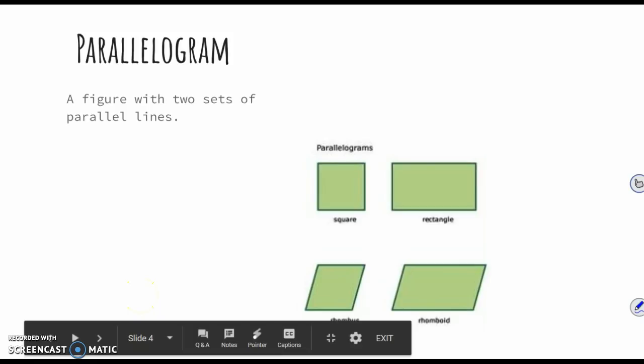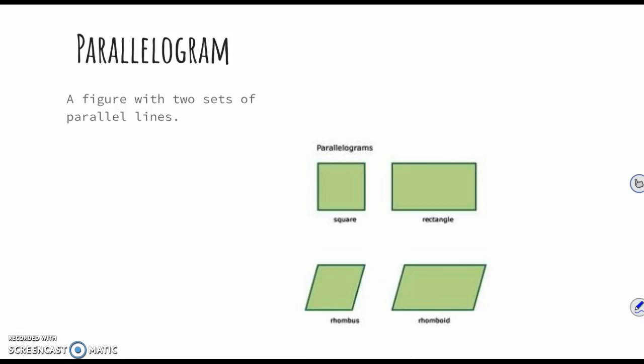Let's begin with a parallelogram. A parallelogram is a figure with two sets of parallel lines. These are all examples of parallelograms. As you can see with the square and the rectangle, they have two sets of parallel lines, but they also have right angles. A rhombus has two sets of parallel lines, but it does not have a right angle.